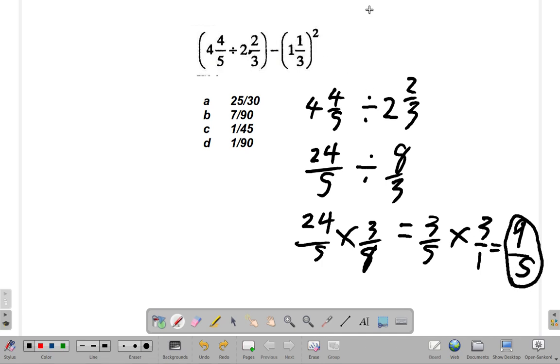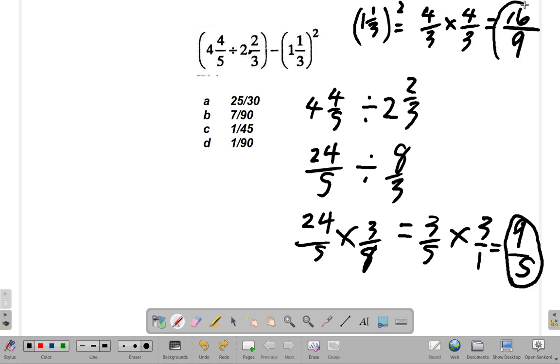So let me just make a note of this one for now. Let's see what's happening here. It's 1 and 1/3 all squared, which means 1 and 1/3 by itself, but let's just turn the 1 and 1/3 into an improper fraction. 3 ones are 3 and 1, 4. This is 4/3 squared. When you square a number, remember, it means the number times itself. So up here is 4 times 4, 16, over down here 3 times 3 is 9. So it's this minus this. This is 9/5 minus 16/9.